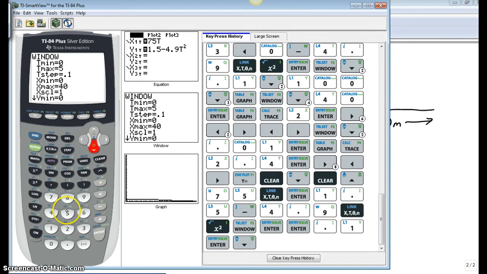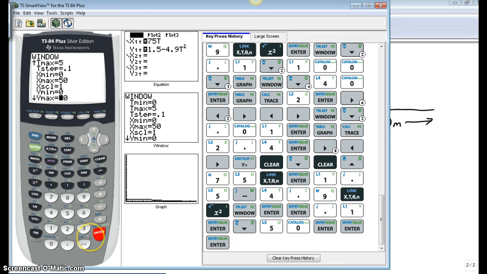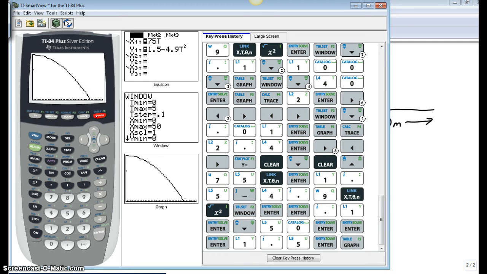Our target is 50 meters away. So our x max is 50. And our y max, well, we start at 1.5 meters and it goes horizontally until it hits the ground. So here's our graph. So right here at the end of our graph, that's going to represent where the target sits.